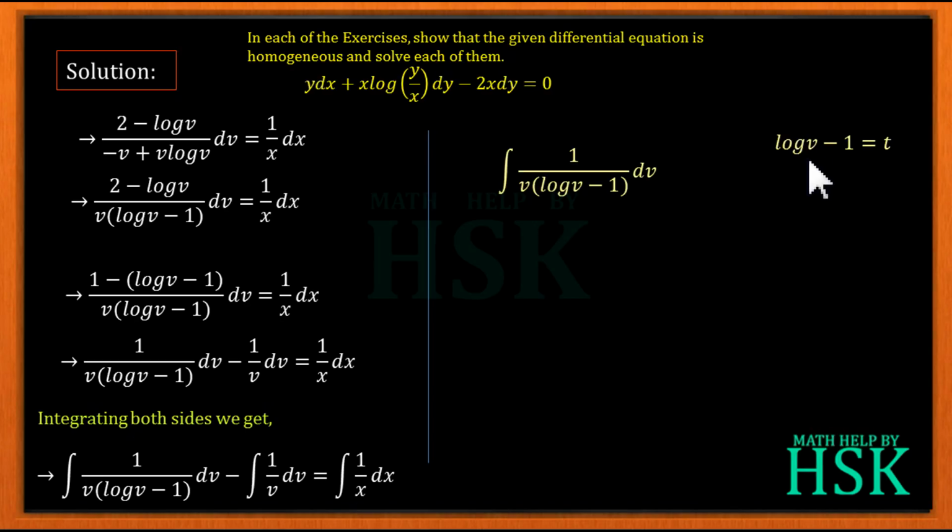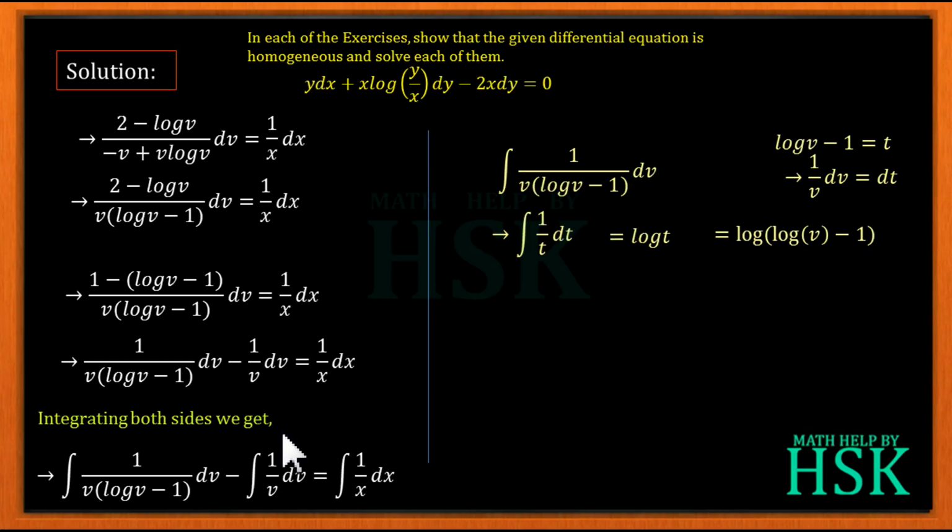For that I assume log v minus 1 is equal to t. On differentiating both sides I get 1 by v dv is equal to dt. So I can write 1 by v dv as dt and log v minus 1 as t. So I'm going to get the integration of 1 upon t dt, which is equal to log t, which is equal to log of (log v minus 1).